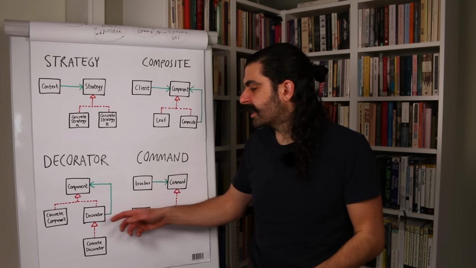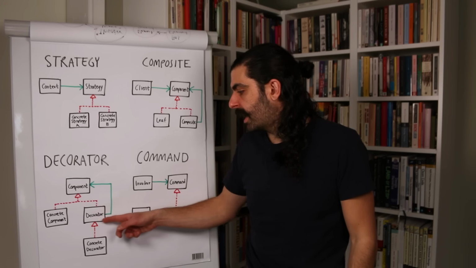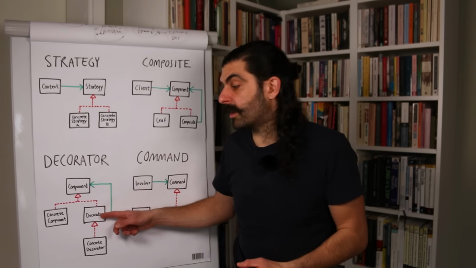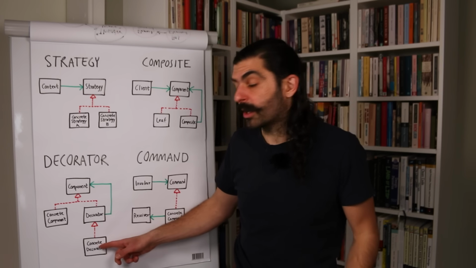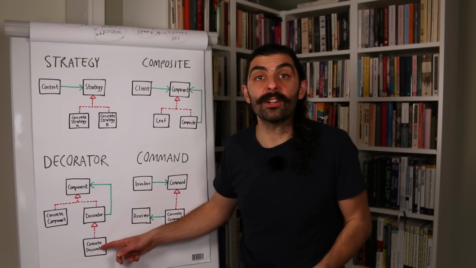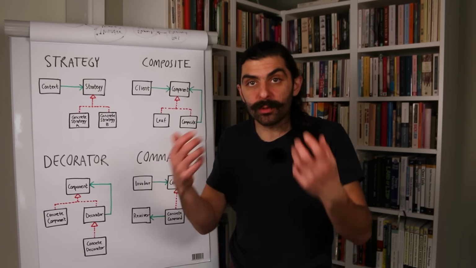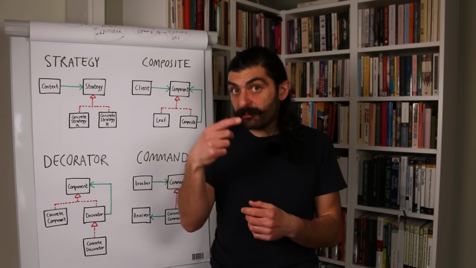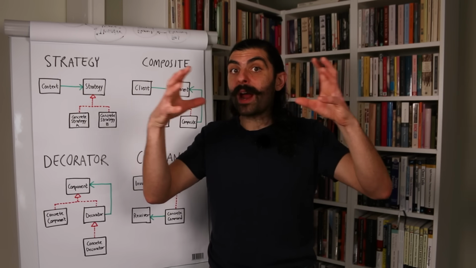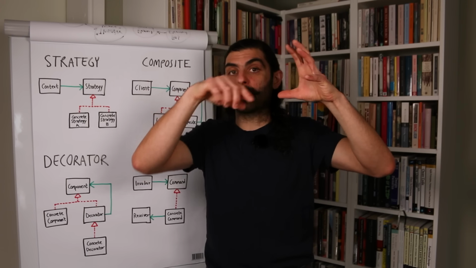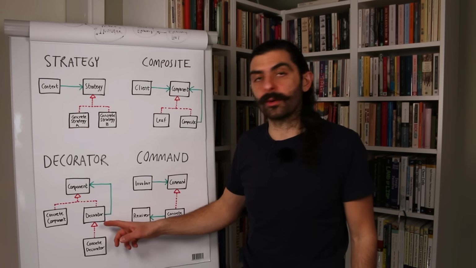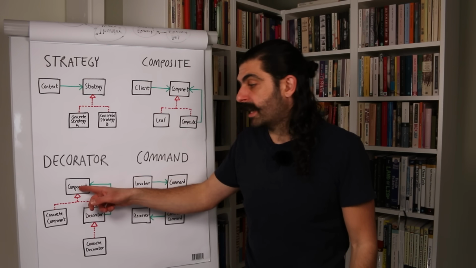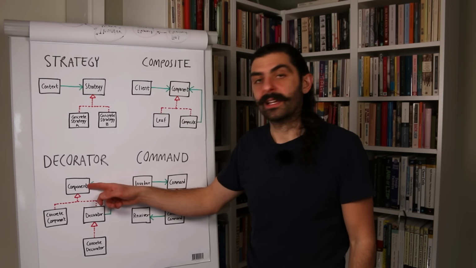Now, as far as I understand it, it's very common to just skip this abstract decorator step entirely and just jump directly to the last role, which are the concrete decorators. These are the actual wrappers, the actual decorators that add specific behavior before or after delegating to the wrapped component. And just like with the composite pattern, the concrete decorator both is a component and has a component.